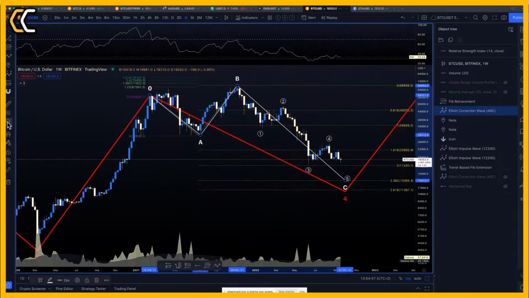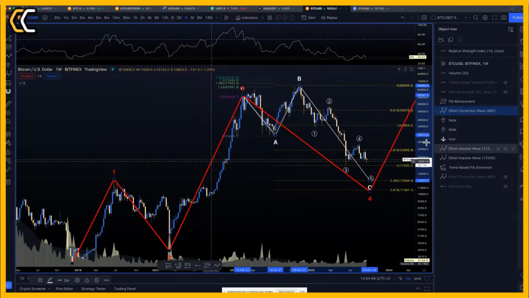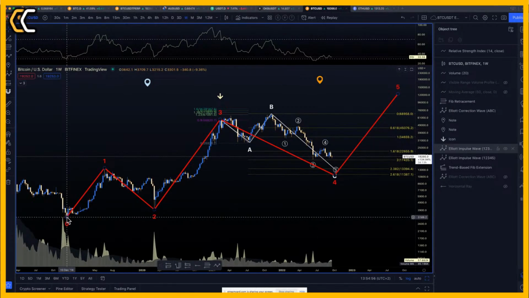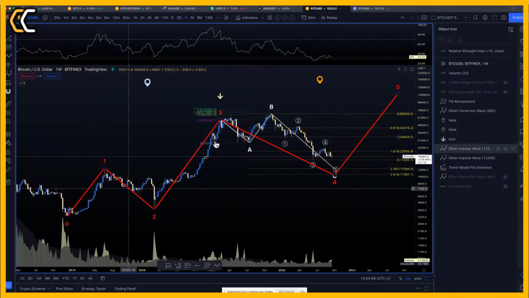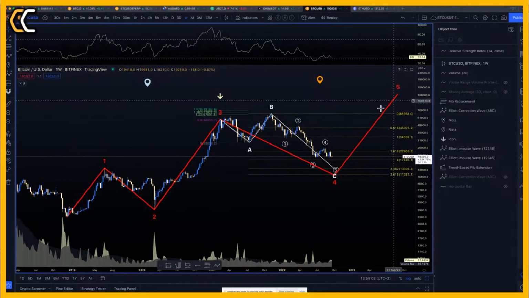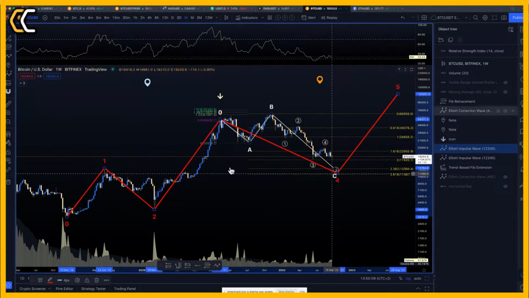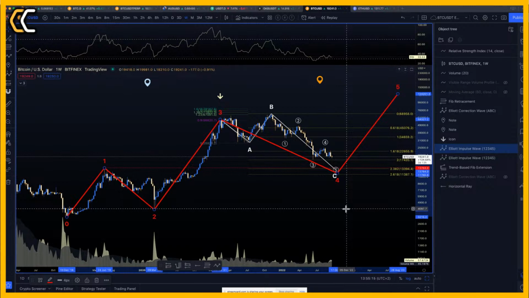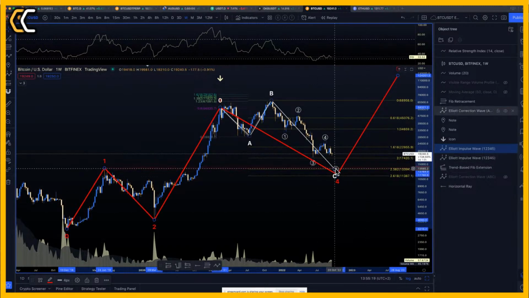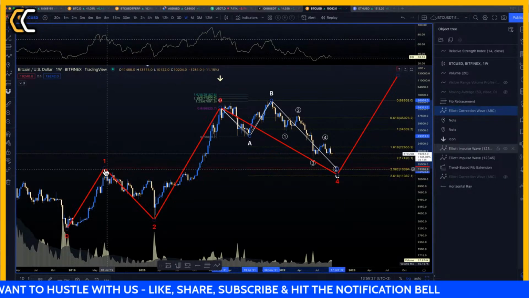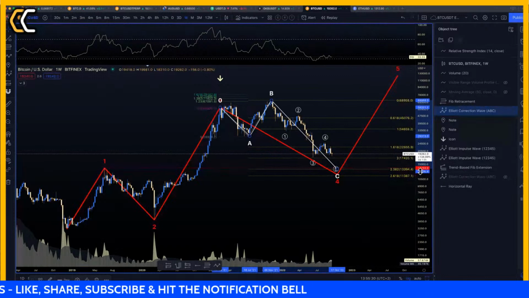Now, I think the dilemma is, let's recap. If this is a 1, 2, 3, 4, 5 as an impulse, this wave 4, this red 4, cannot go below the top of this wave 1. So I'm going to put my invalidation zone. This is the dilemma here. If I have to target the 232 level here at 13,394, that means it will go below the top of wave 1. The top of wave 1 here on the Bitfinex chart is 13,764.